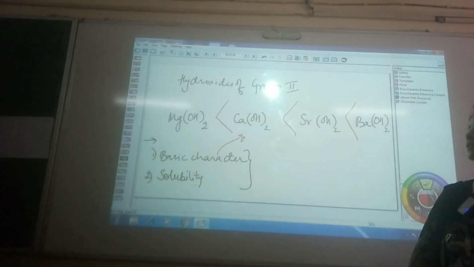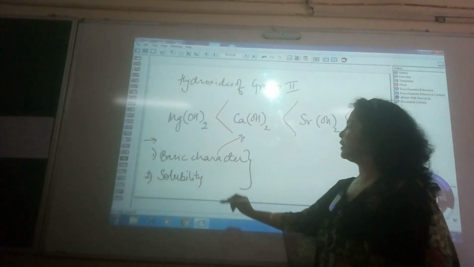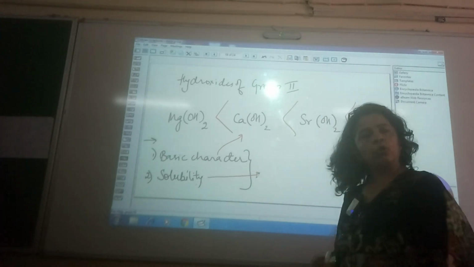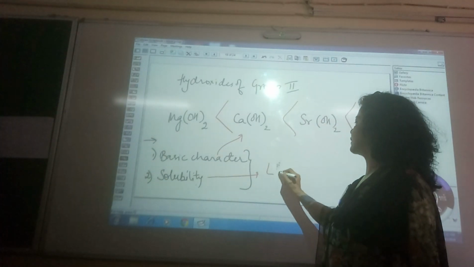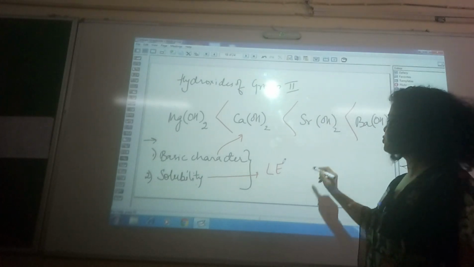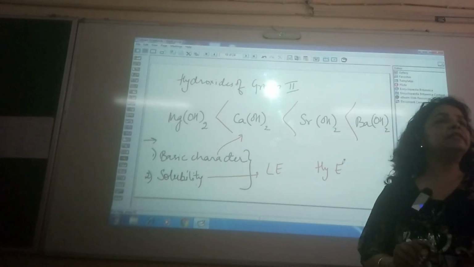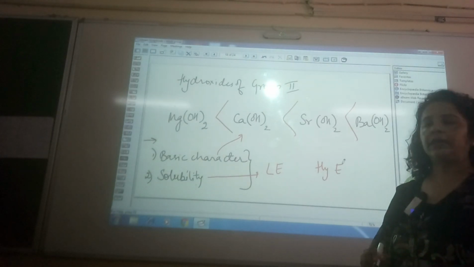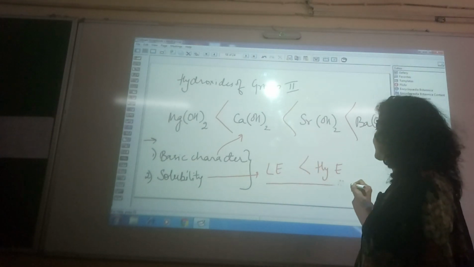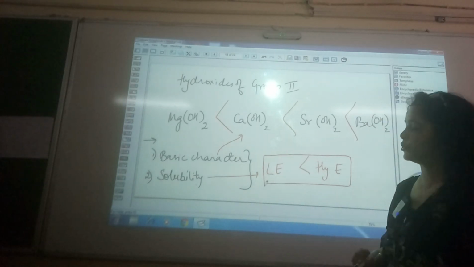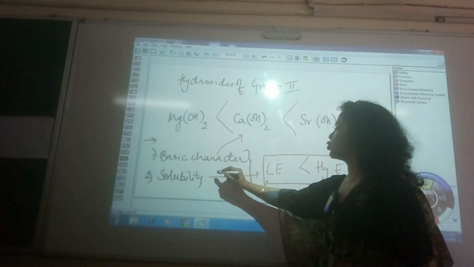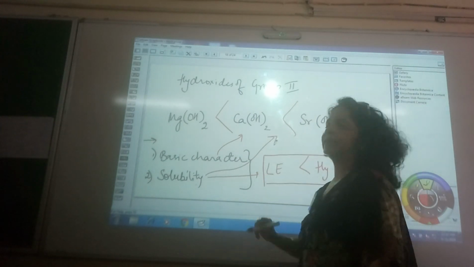Basic character increases down the group. Talking about solubility, the two terms that come into the picture are lattice energy and hydration energy. The solubility of a salt is only possible if hydration energy is greater than lattice energy.